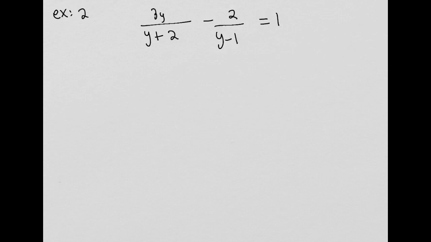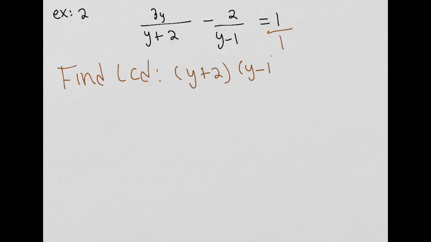Here, we have another equation, and we have fractions. This is a rational equation because of the fractions. My suggestion is to start by first adding a 1 here. Now I have all of them fractions. Then I need to find the LCD. The LCD is everything you see in the denominator. So that's y plus 2, y minus 1.